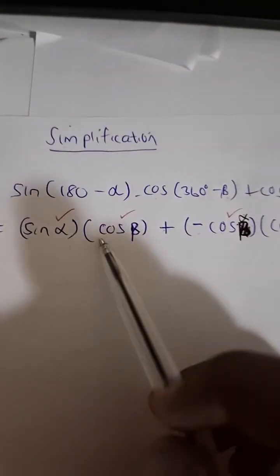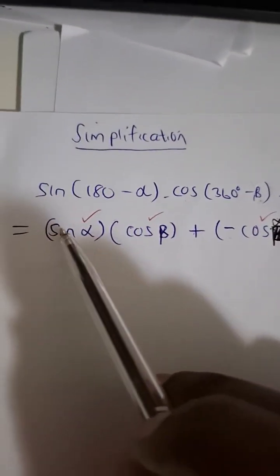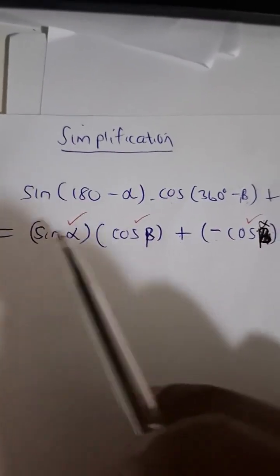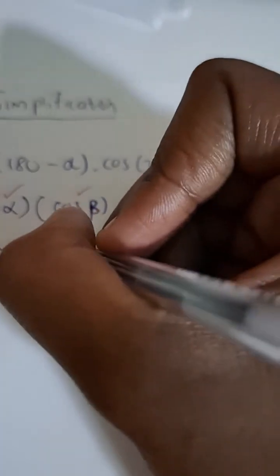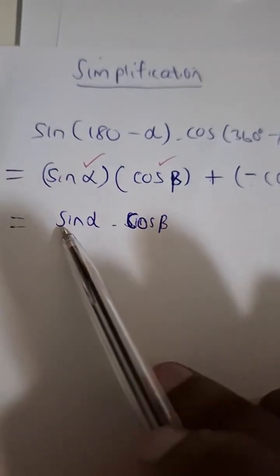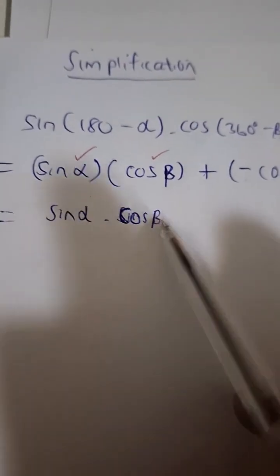Then, like I was saying to you now, the signs, this is sine alpha and cos beta. These are both positive. So this still remains as sine alpha cos beta. I can fully remove the bracket because the positive times the positive gives me a positive sine alpha cos beta.